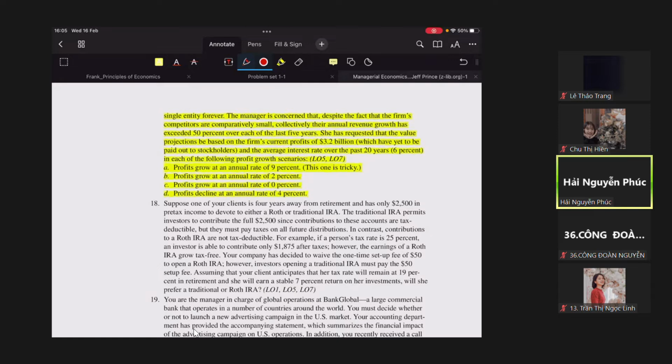She has requested that the value projection be based on the firm's current profit, which is a current profit of 3.2 billion that has yet to be paid out to the stockholders, and the average interest rate over the past 20 years is 6%, right? In each of the following profit growth scenarios, A, B, C.